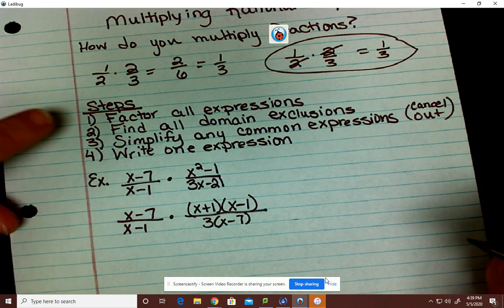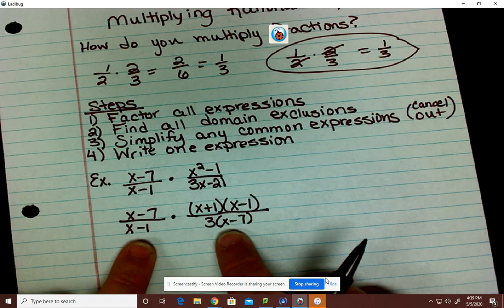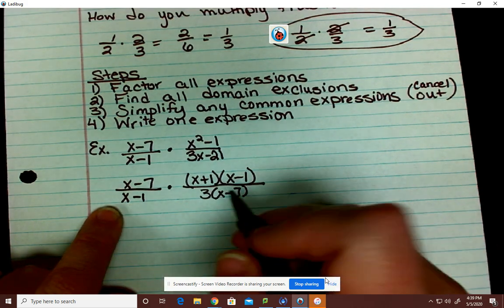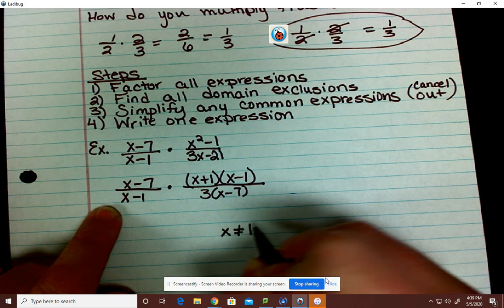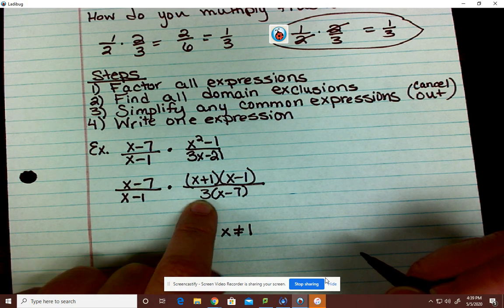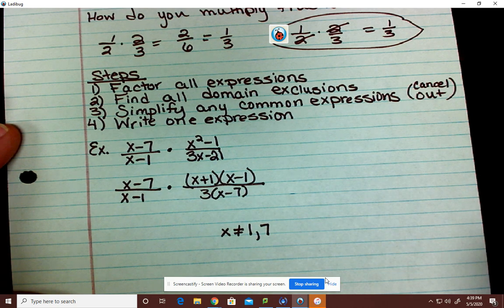All right, next step, find all your domain exclusions. What makes both denominators equal to 0? What will make x minus 1 equal to 0 is 1, so x can't be 1. Nothing will make 3 0, so I don't have to worry about that. And 7 will make x minus 7 equal to 0, so x can't equal 7.